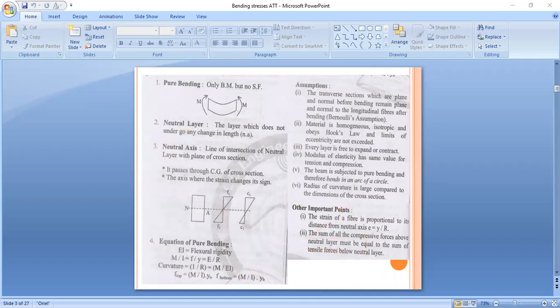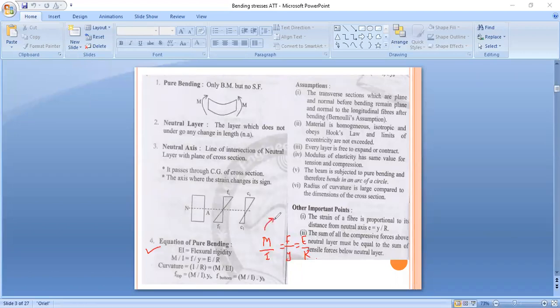Then the next concept is the equation of pure bending. Already we have studied it, the flexural equation or bending equation. What is our equation? The equation is M upon I, which is equal to sigma or f upon y, which is equal to E upon R.